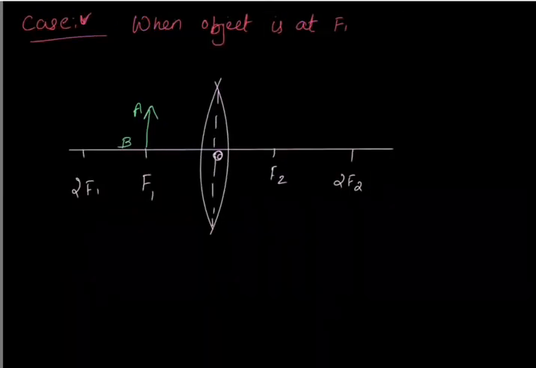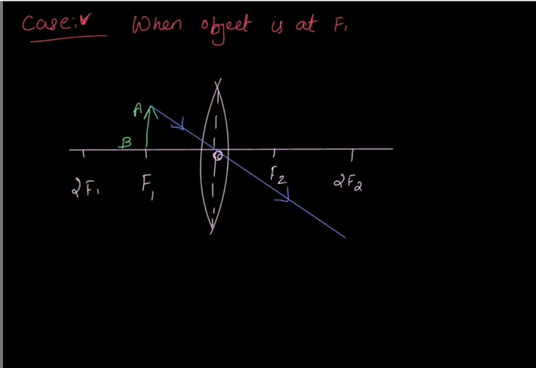The next position is the one in which the object is placed at the focal point, the first focal point f1. So let's see how the image is formed. First we have to take a ray which is passing through the optic center, and the other one which is parallel to the principal axis and passes through the focus. This is the ray which is passing through the optic center, which goes undeviated. Now the second ray is the parallel ray, parallel to the principal axis.